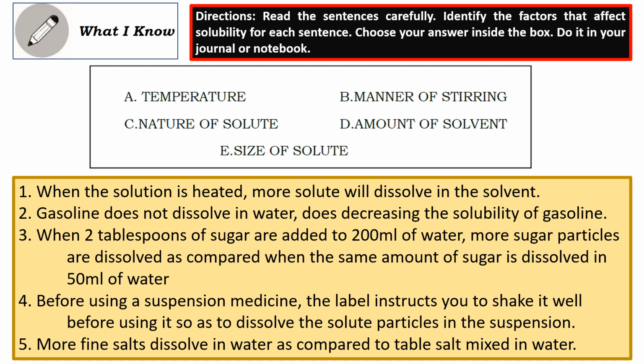Number 1. When the solution is heated, more solute will dissolve in the solvent. Number 2. Gasoline does not dissolve in water, thus decreasing the solubility of gasoline. Number 3. When 2 tablespoons of sugar are added to 200 ml of water, more sugar particles are dissolved as compared when the same amount of sugar is dissolved in 50 ml of water.